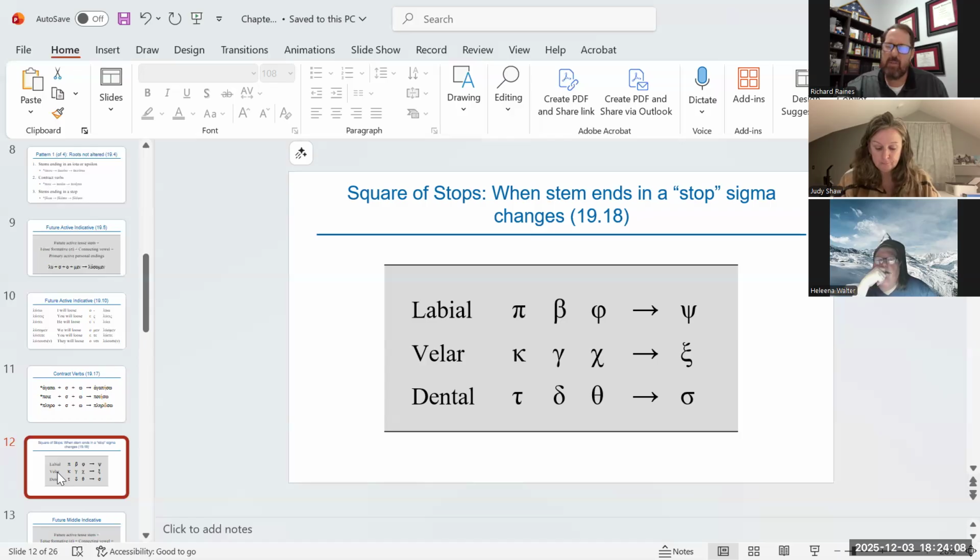And you can see, and we don't worry about the names, labial, velar, or dental. Don't worry about that. That's just how your mouth moves when you say it. But you can see that the chi, the gamma, and the kappa, when connected to a sigma, produce the xi sound, right? Like a cat, or when you hit a spray bottle.